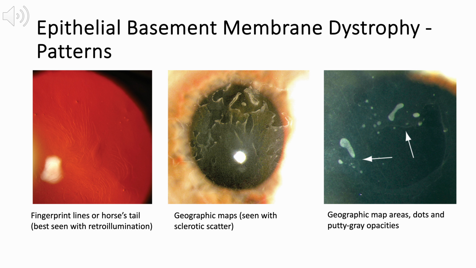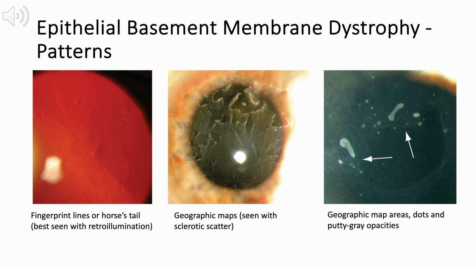On the left image, we see the fingerprint lines pattern. These appear as fine, parallel hairline streaks resembling a fingerprint or a horse's tail. They are best visualized with retroillumination, where the reflected light highlights the subtle linear changes within the epithelium. The middle image demonstrates the MAP pattern, with broad, irregular, grayish opacities that have scalloped borders. Here, they are shown using sclerotic scatter, which enhances their geographic appearance against the dark background.